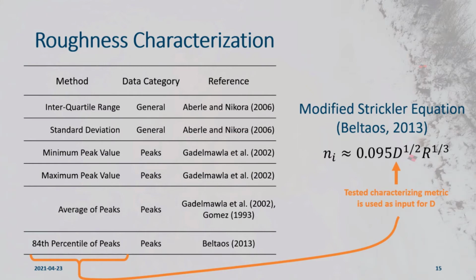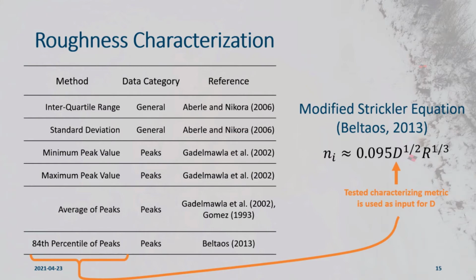So through literature review, 6 roughness height characterization methods were identified. So this is the inter-quartile range and standard deviation of the general data. So this is taking the DEM, I guess, the 50 by 50 meter subset, and finding the standard deviation of the height of that ice cover. As well, you can run the minimum and maximum peak value of the peak data set. You can find the average of peaks and the 84th percentile of those peaks.